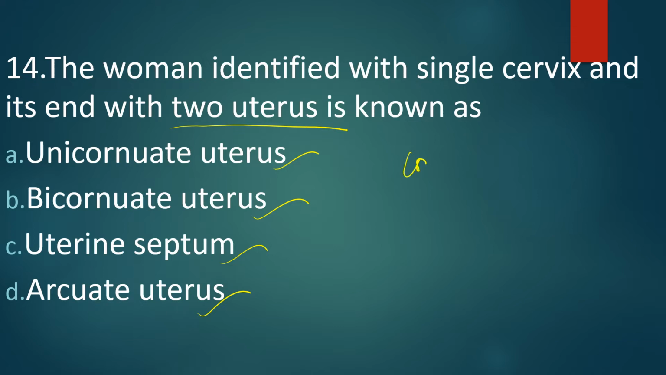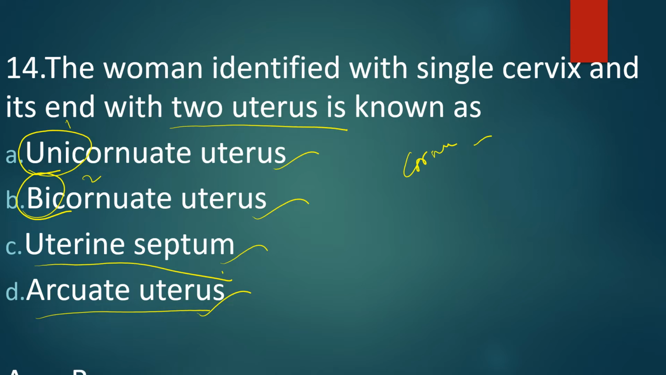Cornu means it's a horn-shaped anatomical part of a uterus. So obviously you can guess. Unicornuate represents single cornuate. Option B, bicornuate, which means bi, two. This is single and this is two. Uterine septum has no relevance with the meaning, and arcuate also has no relevance with the question. So you can guess the answer is B.